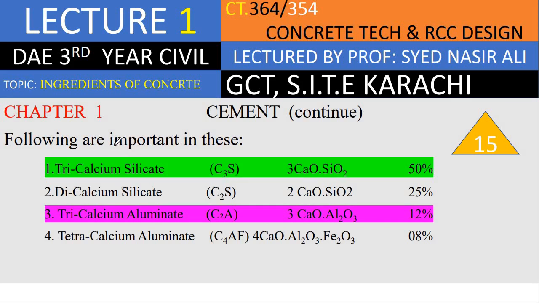Some of the most important are tricalcium silicate, dicalcium silicate, tricalcium aluminate, and the fourth one, tetracalcium aluminoferrite. Their short names are C3S, C2S, C3A, and C4AF. Their chemical formulas are 3CaO.SiO2, 2CaO.SiO2, 3CaO.Al2O3, and for the fourth, tetracalcium aluminoferrite, 4CaO.Al2O3.Fe2O3. The percentages vary: 50%, 25%, 12%, and last 8%.